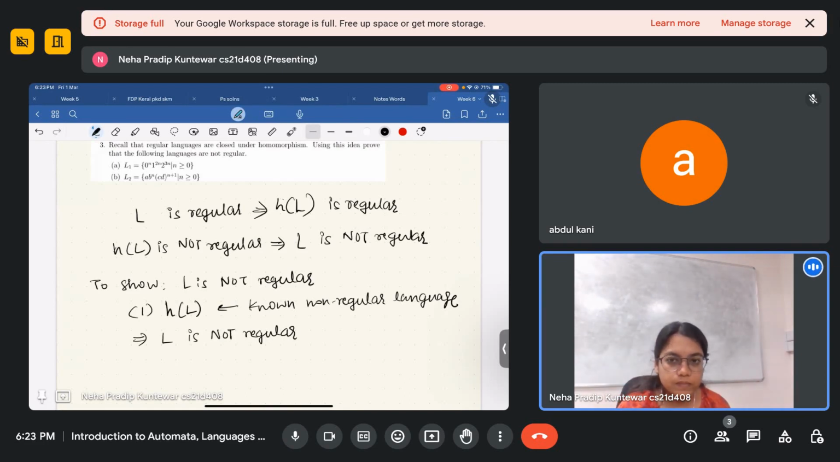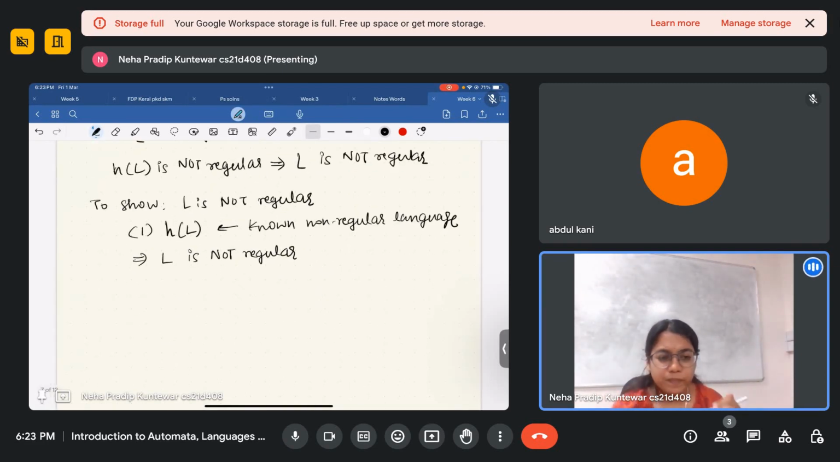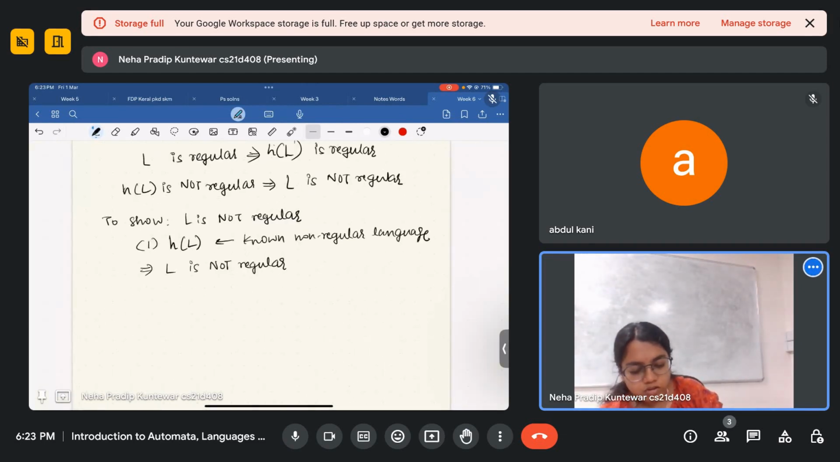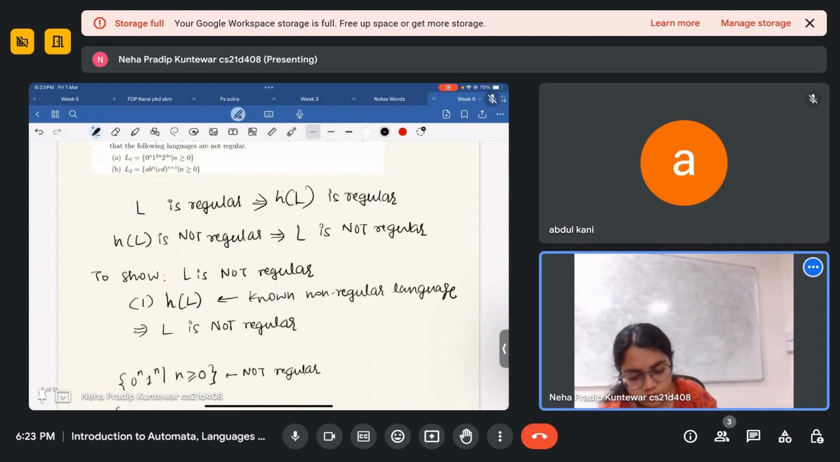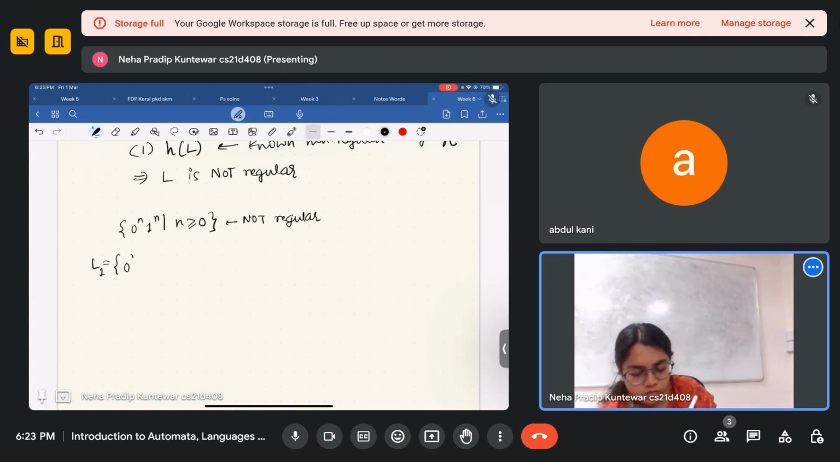Okay, let's discuss. The first non-regular language that you probably have come across is the simple language 0 to the n, 1 to the n for n greater than or equal to 0. We know that this is not regular. This is something we showed using the pumping lemma in class. Now, the language given to me is 0 to the n, 1 to the 2n, 2 to the 3n, where n is at least 0.